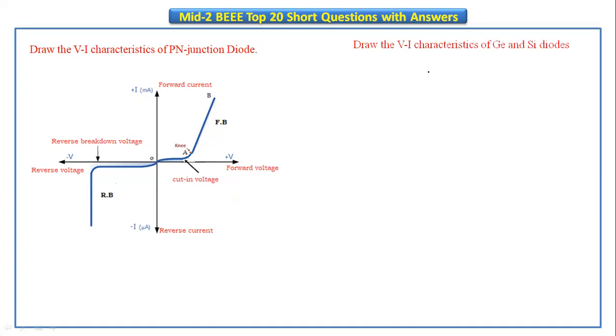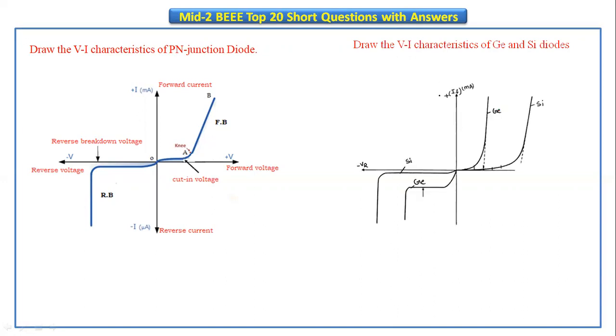Next, draw the VI characteristics of germanium and silicon. Now, in this question, we have to combine both the germanium and silicon diodes' VI characteristics. If we combine both the characteristics here, we will get the VI characteristics like this. It is forward voltage and reverse voltage. It is forward current and reverse current.